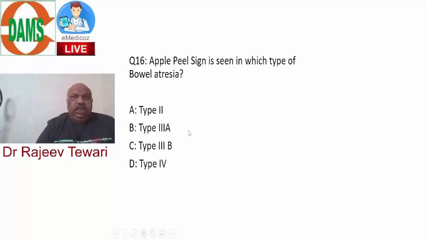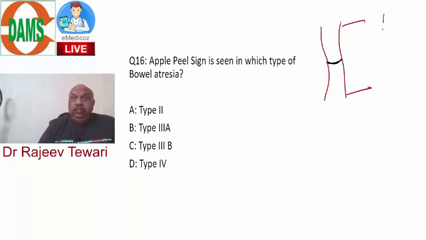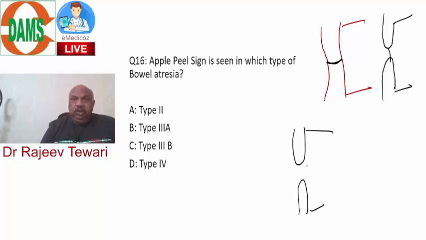Apple peel sign is seen in which type of bowel atresia? Type 1 atresia means the bowel is normal, there's no problem from outside, but inside you have a membrane kind of thing. Type 2, there's a gap in the bowel wall. From outside you can see, but the mesentery is intact, going up to the edge. Type 3, gap in the wall and gap in the mesentery. And type 4, multiple.